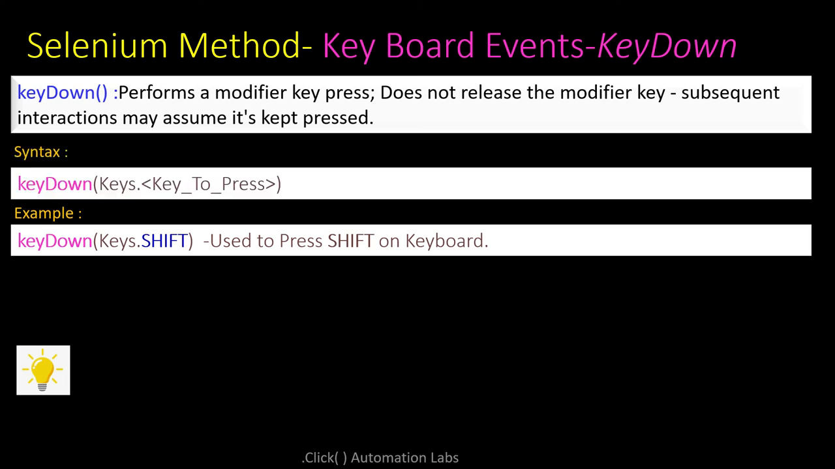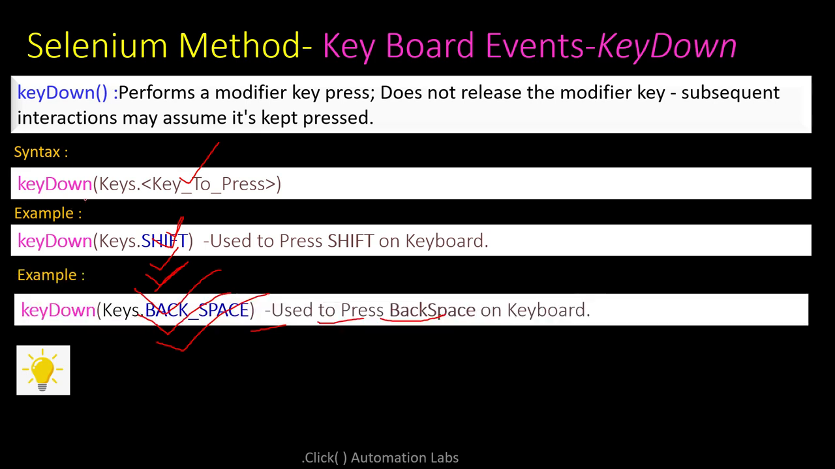So the syntax is keyDown, Keys dot, and then whichever key you want to press. You can say Shift, Enter, Alt, Right Arrow, Left Arrow, 7, 8, and so on. Whatever keystroke you pass here, that particular action will be executed using keyboard events.